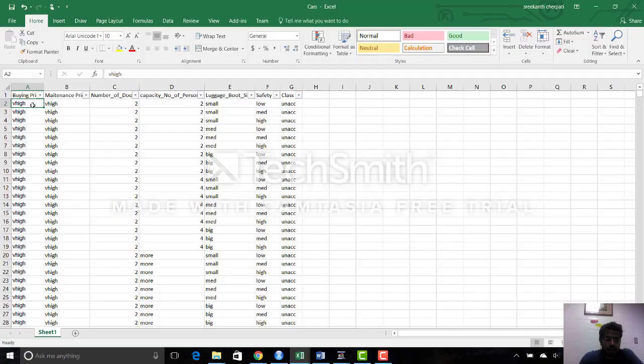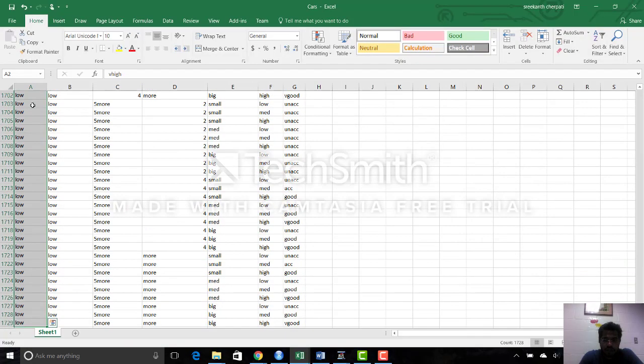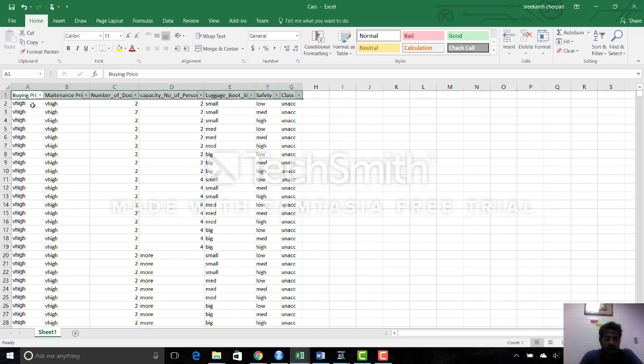Hello everyone, I would like to explain about the Naive-Bayes algorithm, clustering and visualization using SAS Enterprise Miner for a course dataset. So now let's look at the data. The dataset contains 1728 observations and 7 attributes.